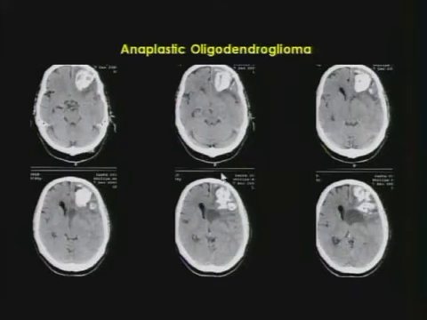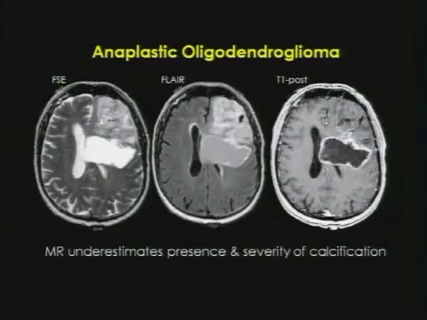Here's a point about MR underestimating calcification. Here's a gentleman presenting with a non-con CT showing you a thick calcified left frontal mass, and clearly there's something else deeper to that. Here is an MRI that was done a few days later. I really cannot see where that chunk of calcium is on this MR. So if you really wanted to check for the presence of calcium, use CT.